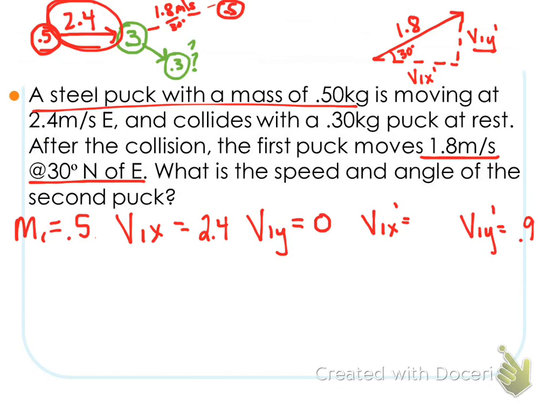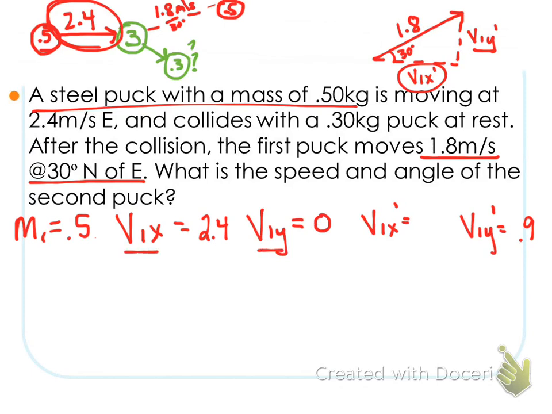Okay, to solve for v1x prime, we're going to take the hypotenuse times cosine, because it's the adjacent side to that angle. Where is like the v1x and v1y? Where's that coming from? Like, this right here.